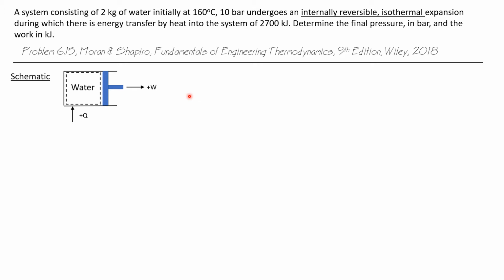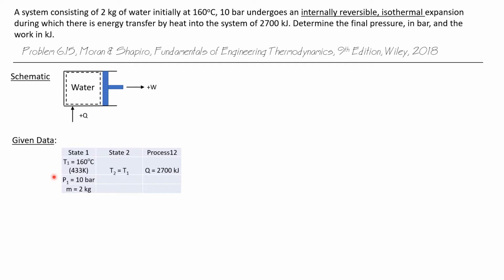Well, let's lay out a storyboard for this problem. It was not given that this was a piston cylinder apparatus, but it did say that the water was involved in an expansion process. So I'm going to draw it as a piston cylinder, and we'll take the water molecules as the system that we're analyzing. And as always, when heat transfers energy into our system, it's taken as positive Q, and an expansion will be regarded as positive work. So here's the data we are given.